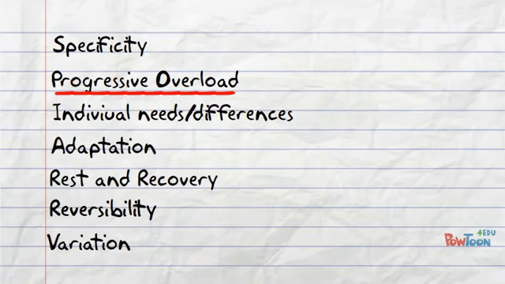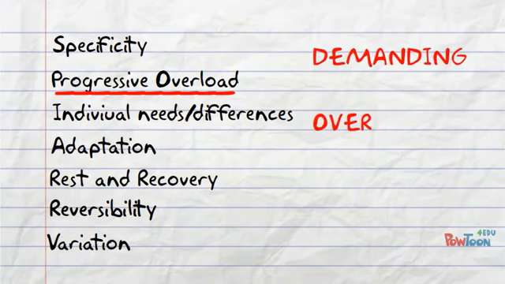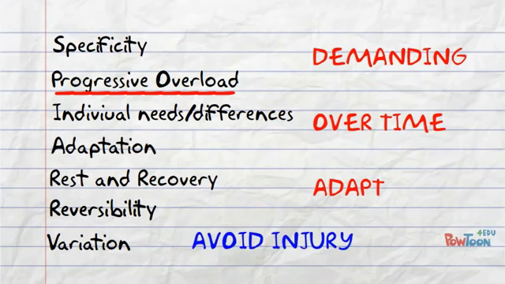Progressive overload, making training demanding enough over time so the body is forced to adapt gradually. This reduces the risk of injury. For example, someone training for muscular strength would increase their 1 rep max week upon week.